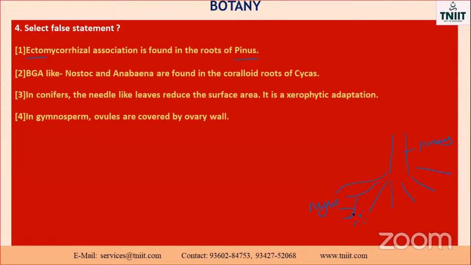The association is found in the root mycelium. Some of the microorganisms are also present outside. And another one is called PGA. What is the meaning of PGA? Blue-green algae. This is the first one. The second one is called blue-green algae. The Nostoc and Anabaena are found in the coralloid root of Cycas.